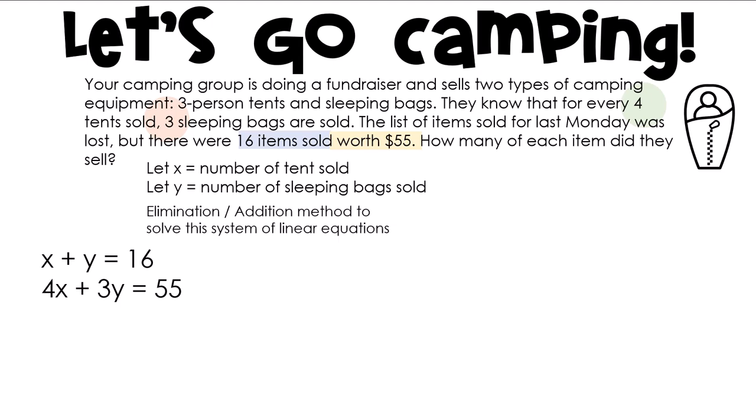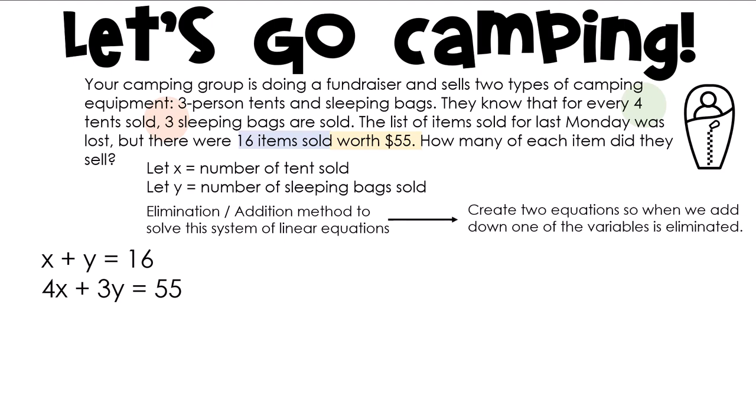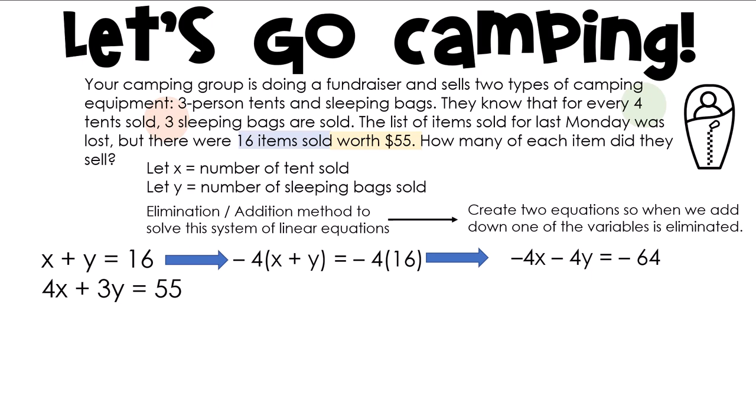We're going to use the elimination and addition method to solve this system of linear equations. Now what does that mean? Well, we're going to create 2 equations, so when we add down, one of the variables is eliminated. The easiest thing to do is to multiply the first equation by -4. We could also multiply it by -3. But when we do that, we end up with -4x minus 4y equals -64. The second equation we're going to leave alone.